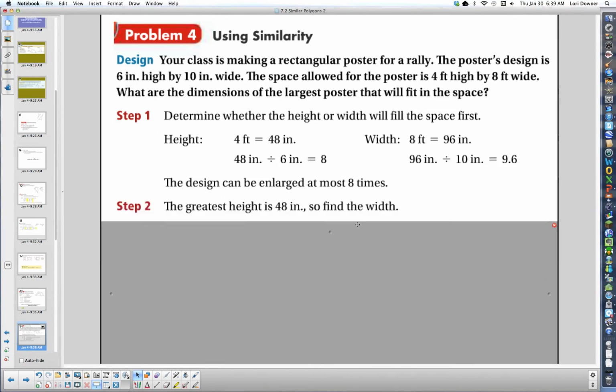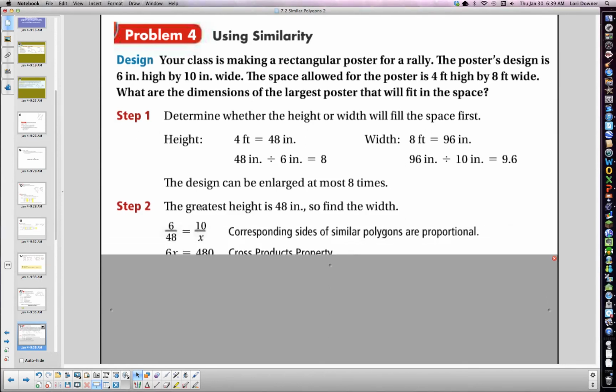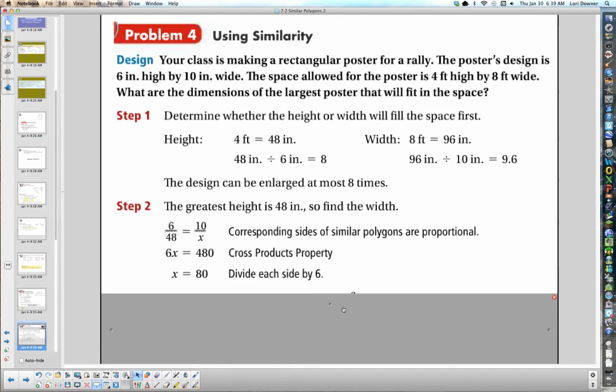So the greatest height is going to be 48 inches because I've already solved that. 48 over 6 is 8. So now we need to find the width. So 6 is to 48 as 10 is to x. We can set up our corresponding sides of the similar polygons. We know they're proportional. And we get x is 80.